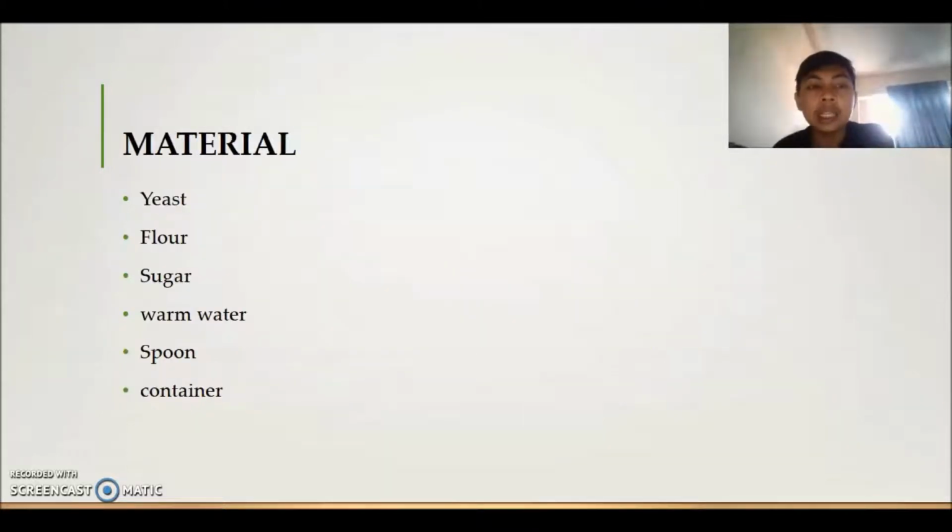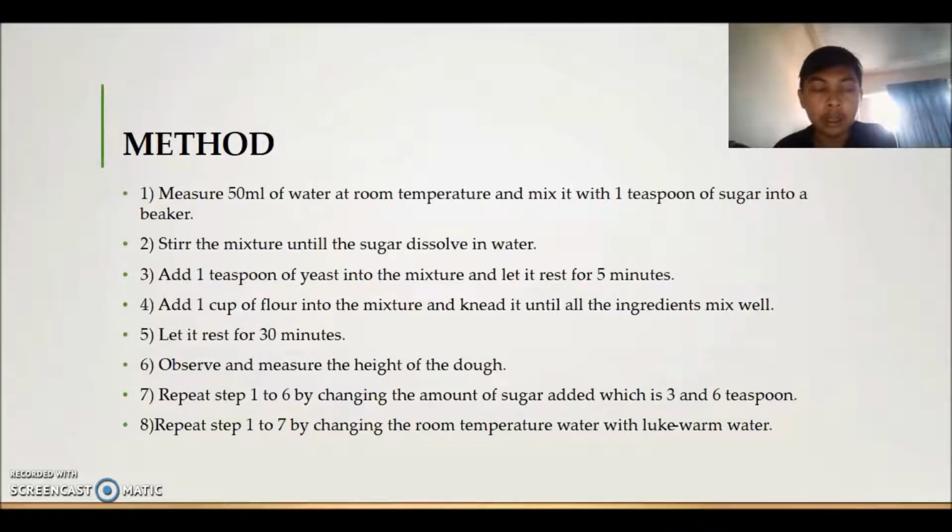Now the materials that we use in our statistics project are yeast, flour, sugar, warm water, spoon, and container. Now the method. First and foremost, we measure 50 milliliters of water at room temperature and mix it with 1 tablespoon of sugar into a beaker. Second, we stir the mixture.